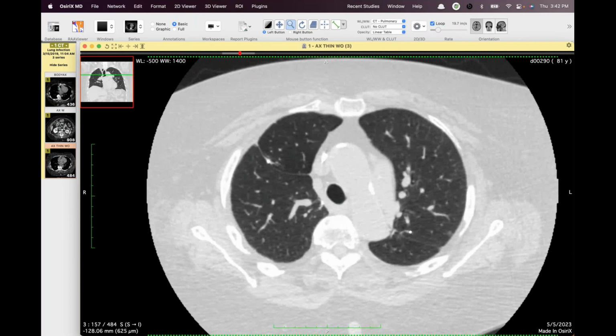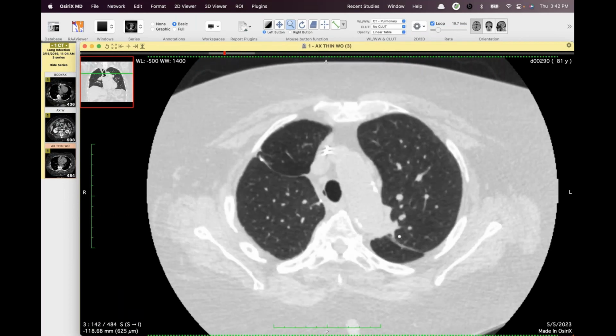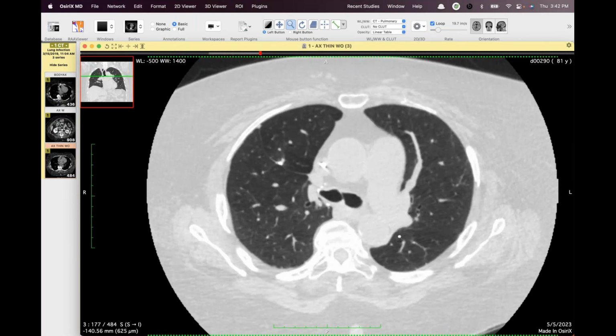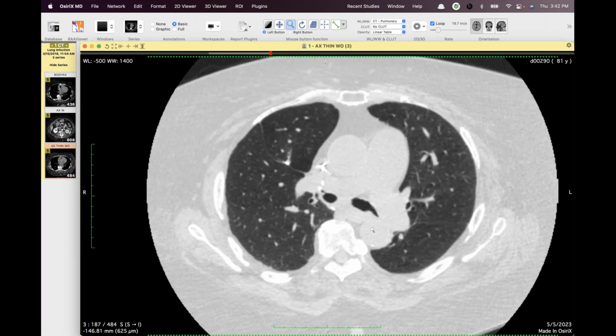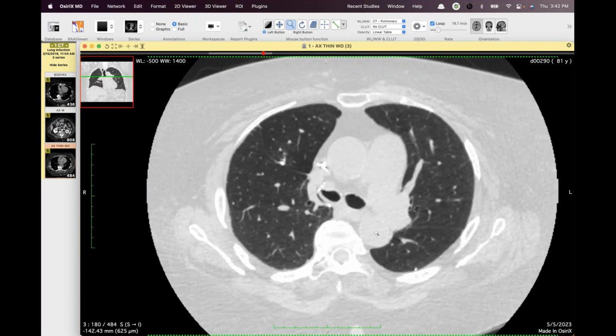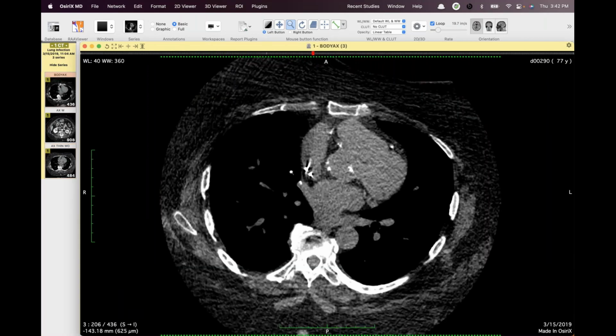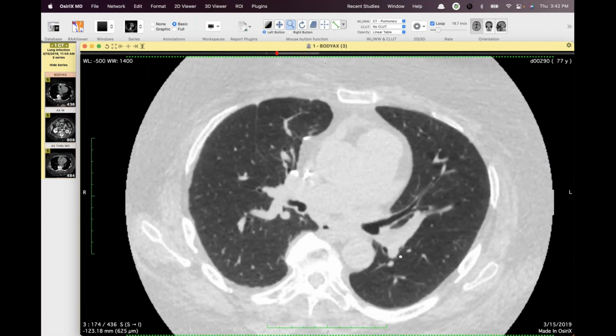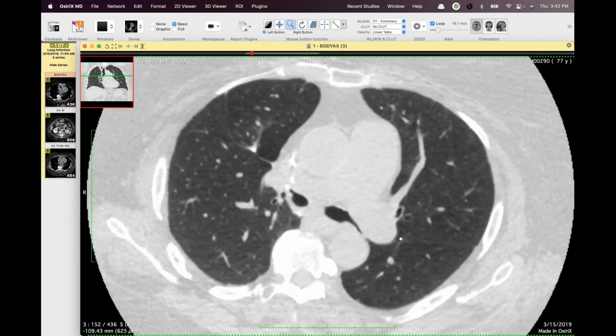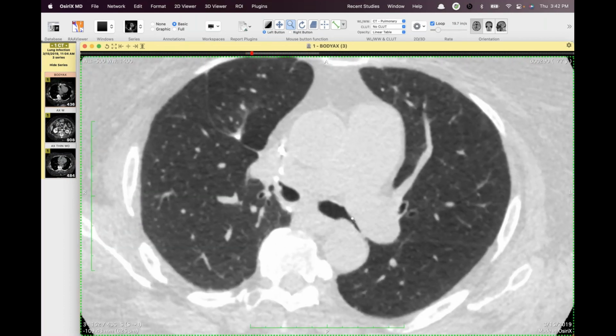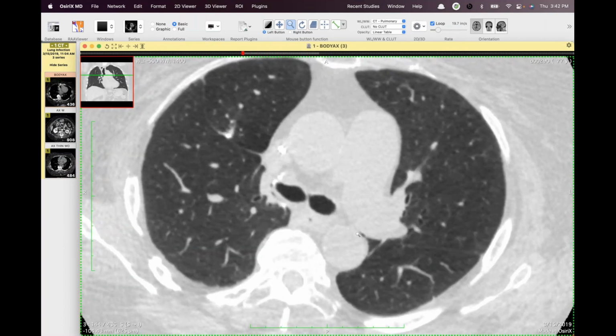But you can see this area of consolidation has improved. So this was just a focus of infection. And you can still see that little thing right there. And I was able to dig up an old study in 2019. And that thing is actually a bronchus supplying that area of lung. And on this study, you could actually see it was open.